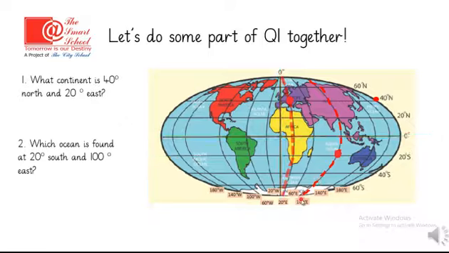So 100 degrees east and 20 degrees south. Now you see, this is 100 degrees and this is 20 degrees. This is the intersection. This line and this line, they meet here. So this is the intersection.